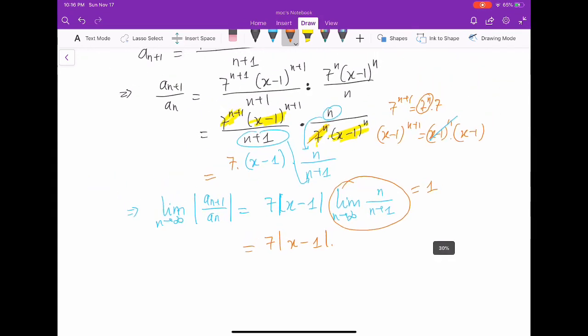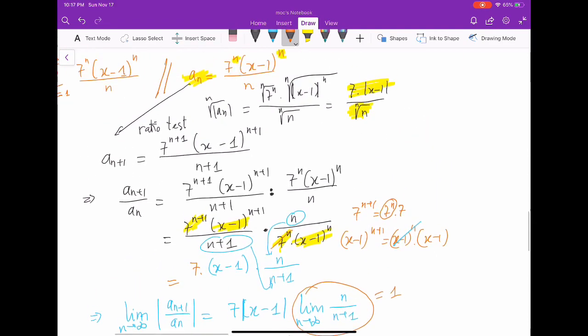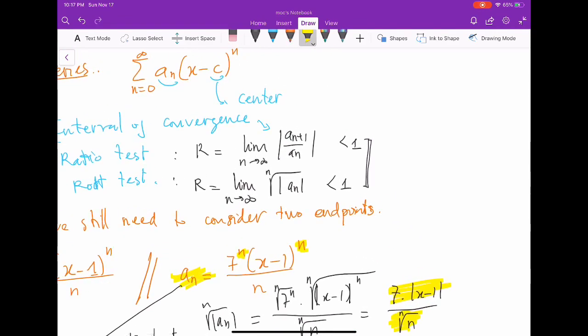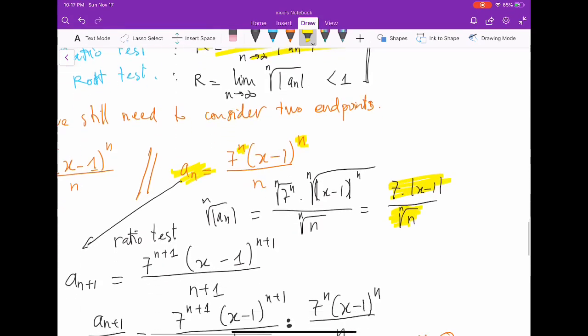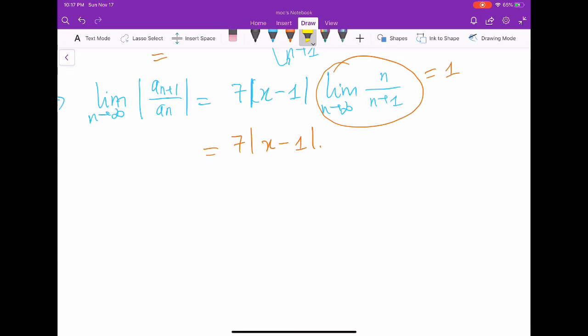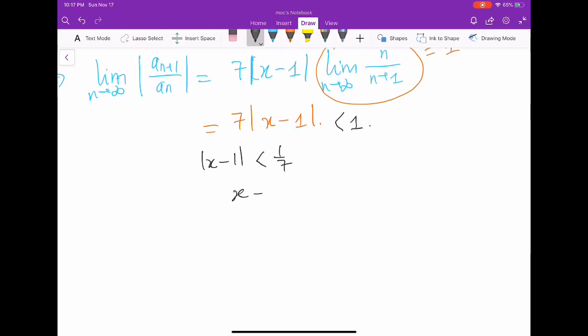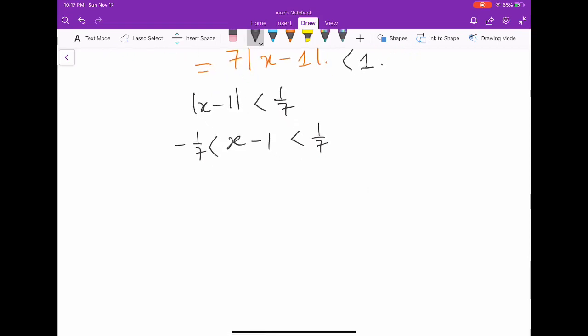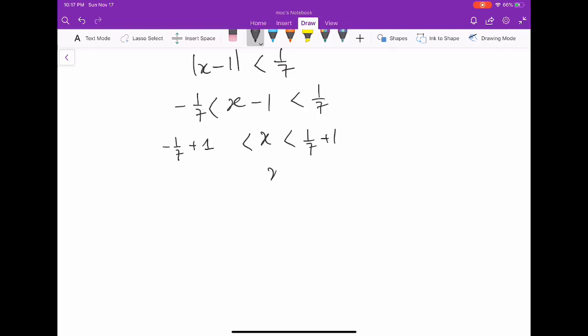All right, so as we said previously, we need to set this less than 1, and then we solve for x. So I have absolute value of x minus 1 less than 1 over 7. This is equivalent to x minus 1 less than 1 over 7 and greater than negative 1 over 7. We add 1 to all 3 sides, and we get x less than 1 over 7 plus 1, and greater than negative 1 over 7 plus 1. So x is less than 8 over 7 and greater than 6 over 7. That is the interval we found without endpoints.